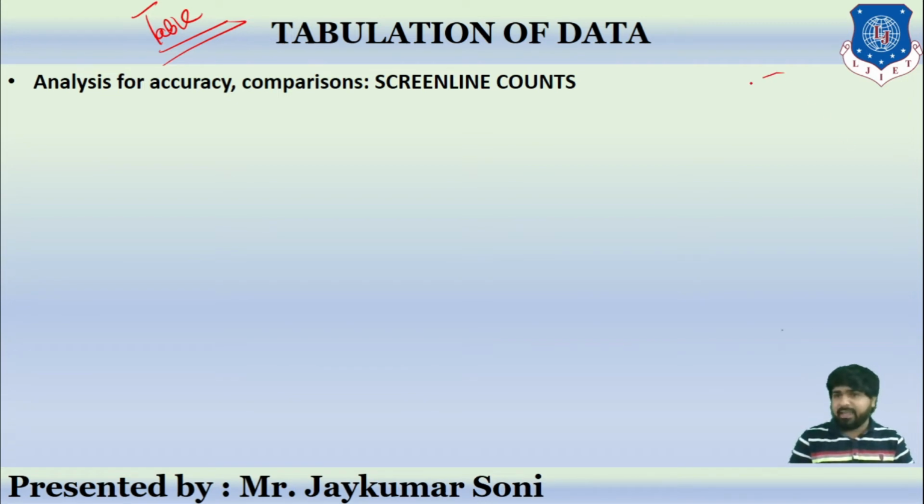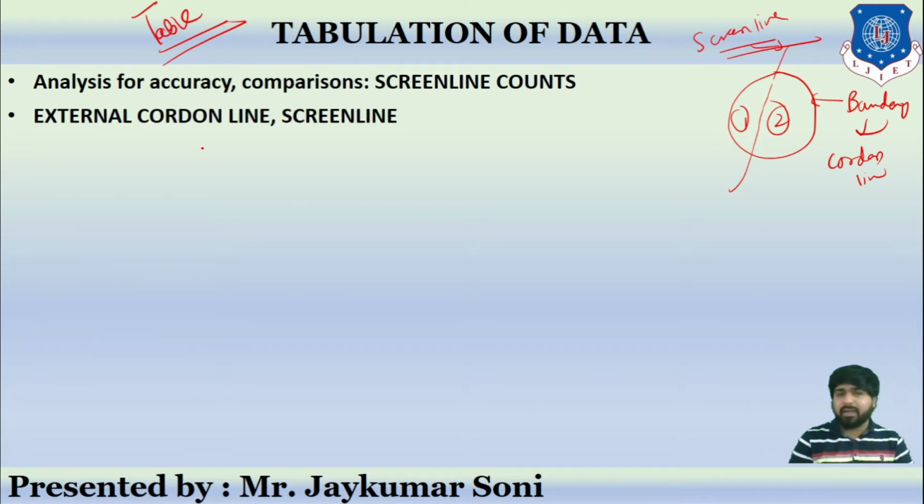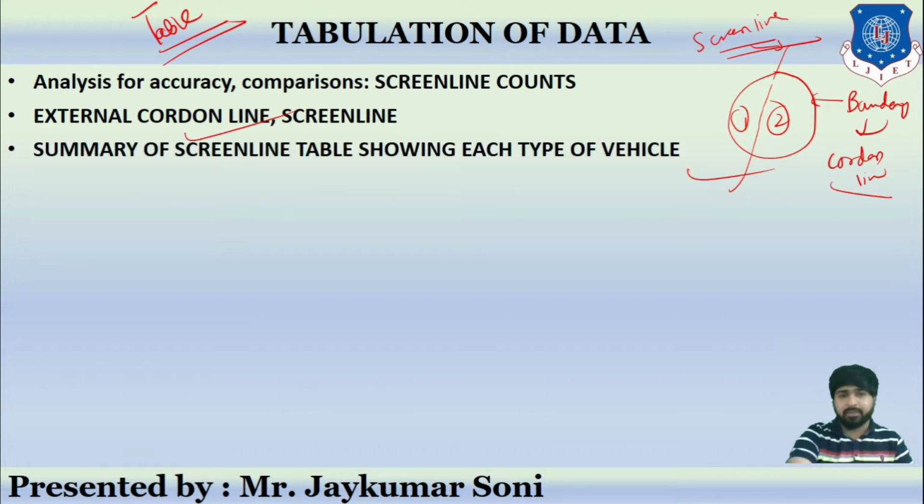If this is the area, then the imaginary line that represents the boundary is called the cordon line. And the imaginary line that is splitting the study area into two parts is called the screen line. I had given the example of Sabarmati River in case of Ahmedabad city. External cordon line, I have already mentioned. Screen line, I have already explained.